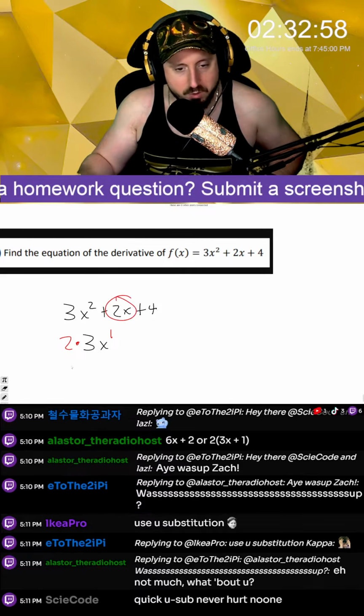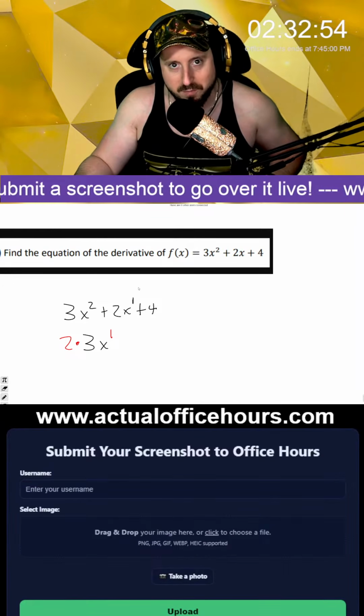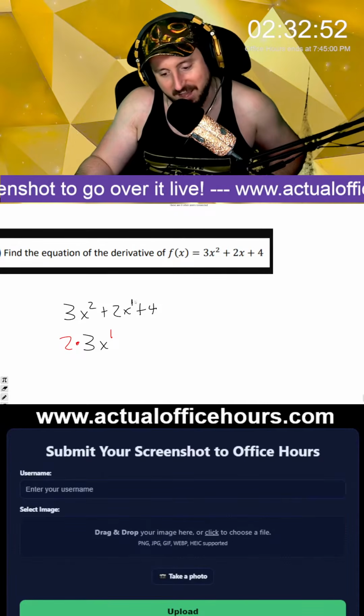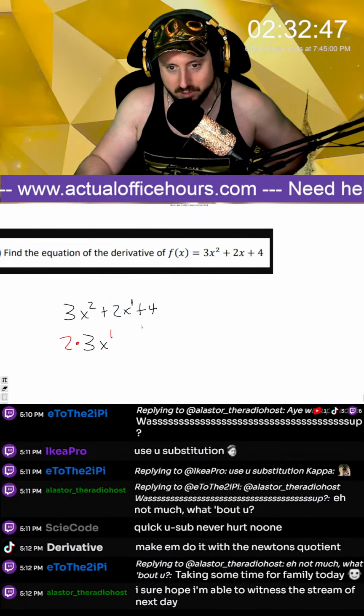Anytime you have something just x with no power on it, this is the same thing as x to the first. Make them do it with Newton's quotient. Is that the limit definition of a derivative? I might just do it for shits and giggles.